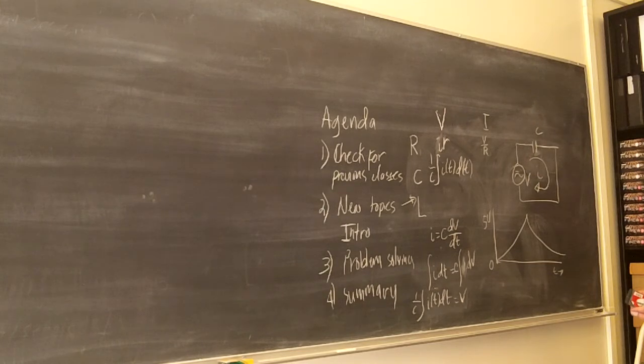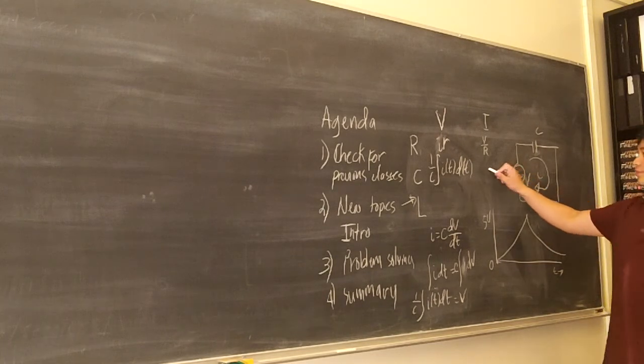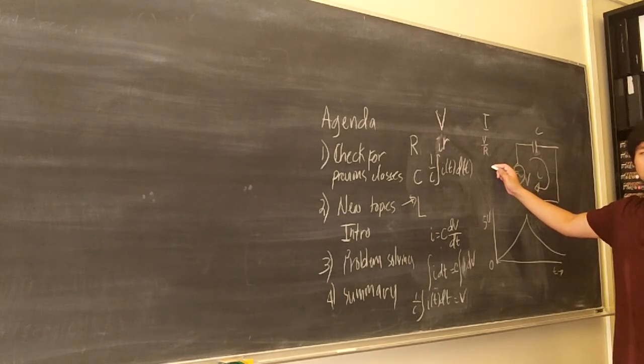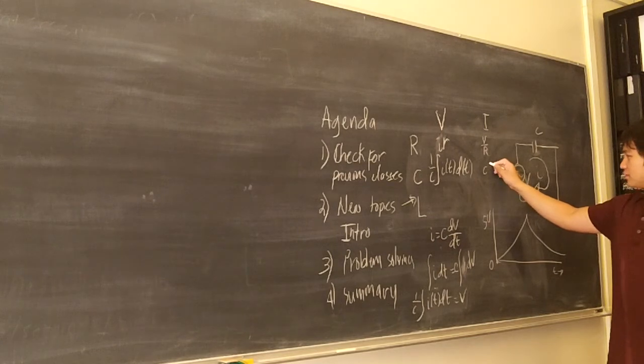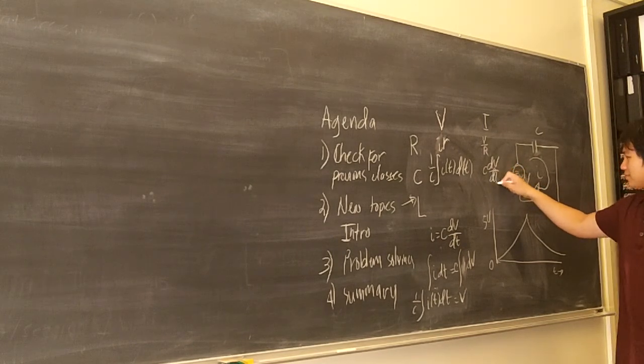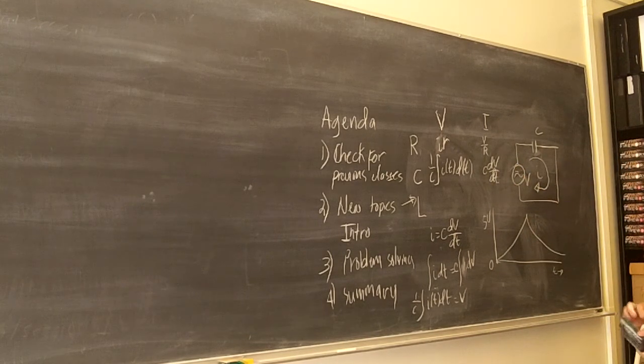And so what's your current now? I equals C dV over dt. Correct. Yeah, that's right.